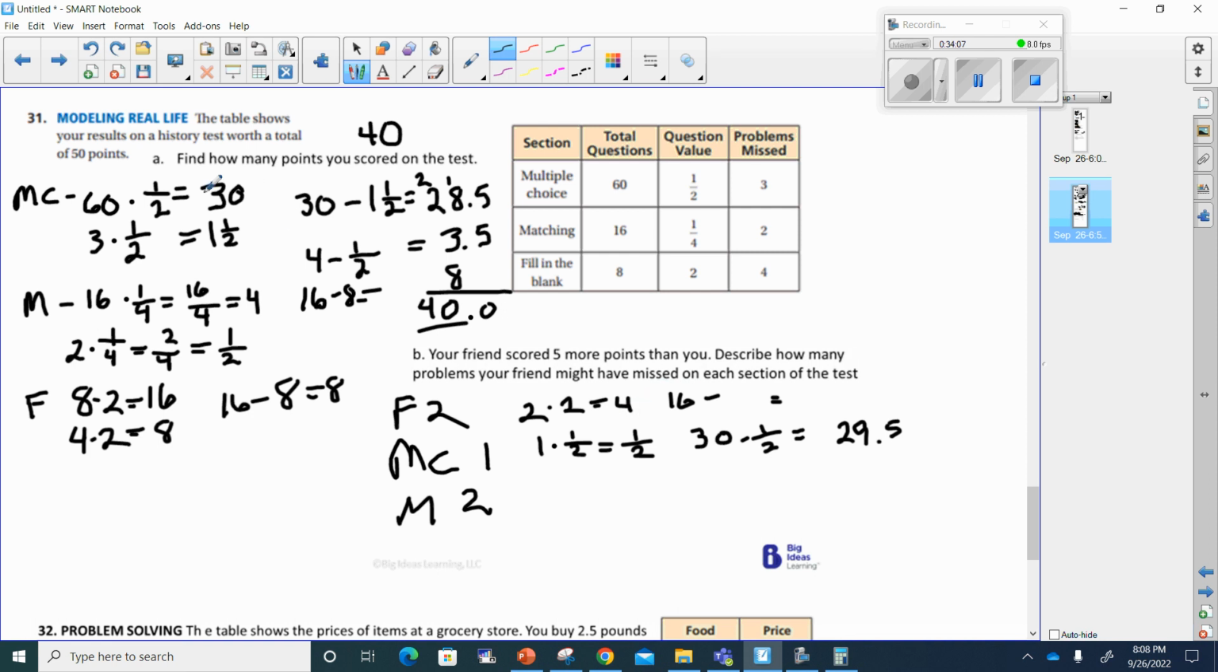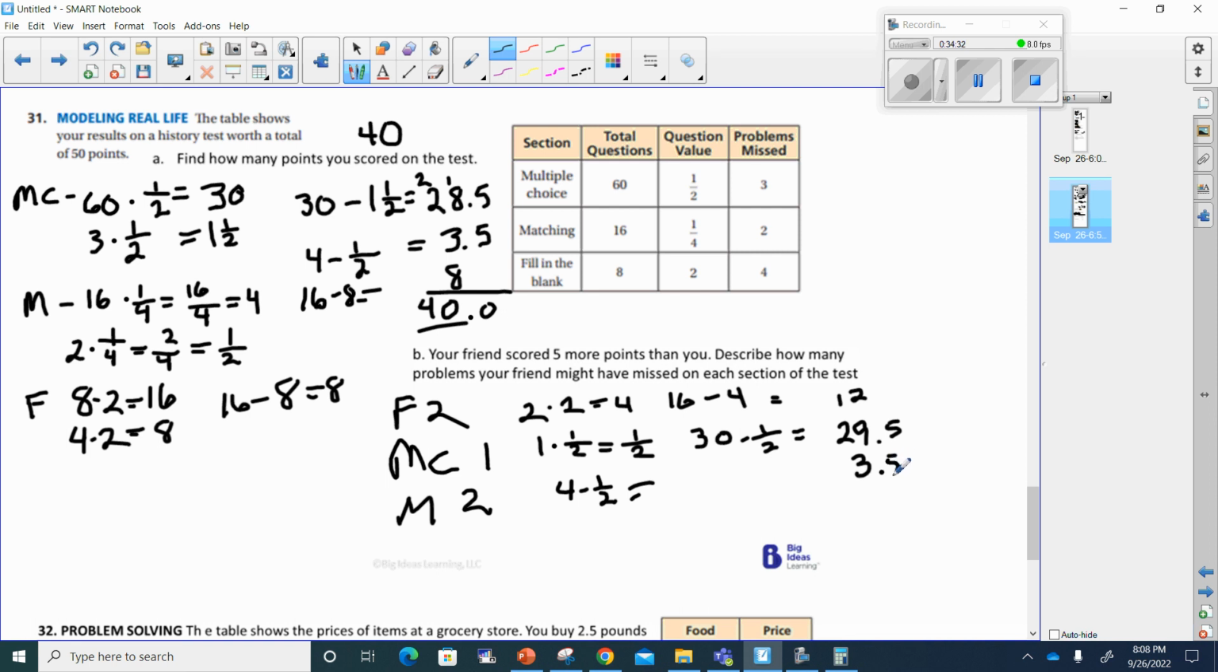And that would have equaled 4. And then it would have been 16, which is the total amount for fill in the blank, minus 4. That would have given you 12. All right. And then for multiple choice, that would have remained the same. Nothing changed there. So that would have been 4 minus 1/2, and that would have equaled 3.5.